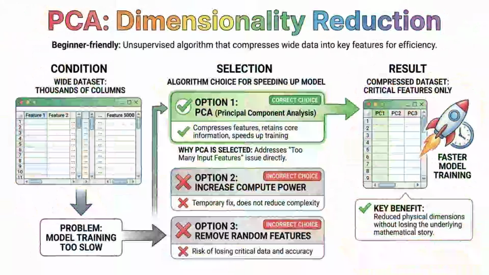The exam will often present a tricky scenario where a complicated model is running too slowly because it has too many input features, and using PCA is the perfect algorithmic solution. Always remember that PCA reduces the physical dimensions of your data without losing the underlying mathematical story.